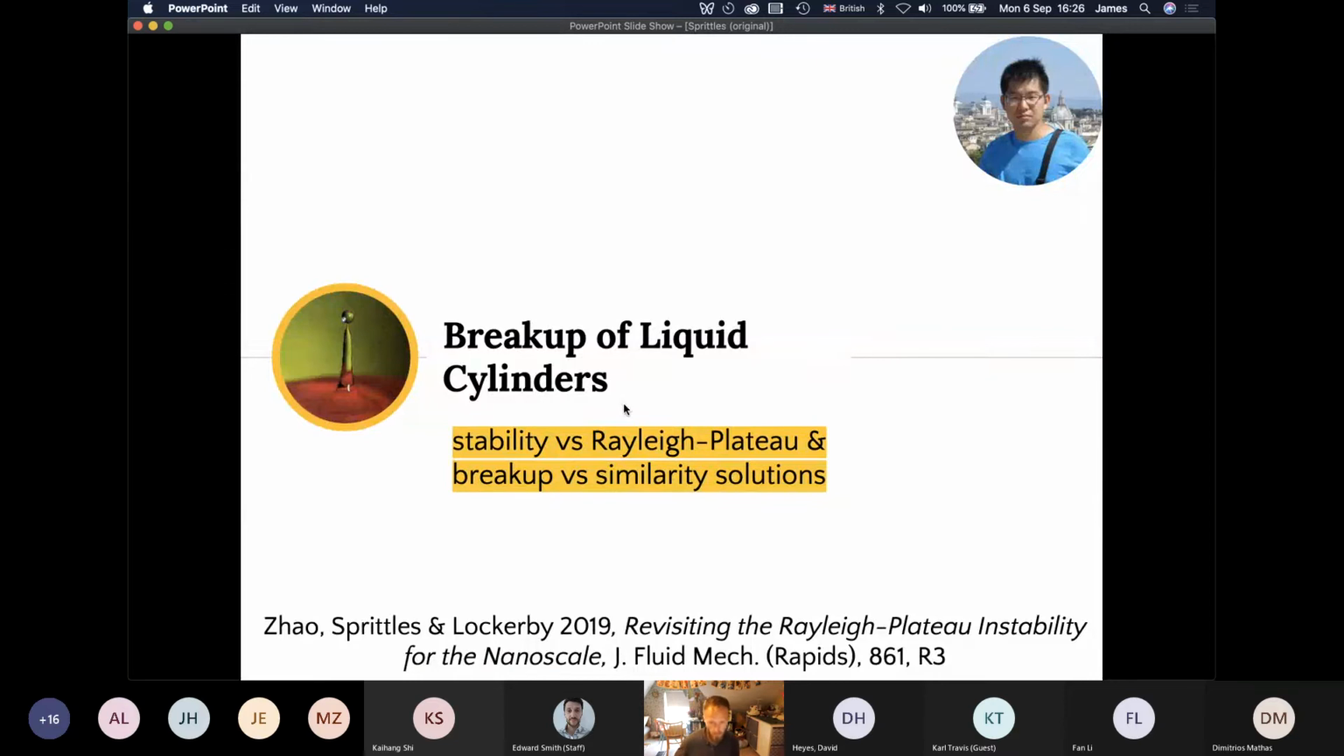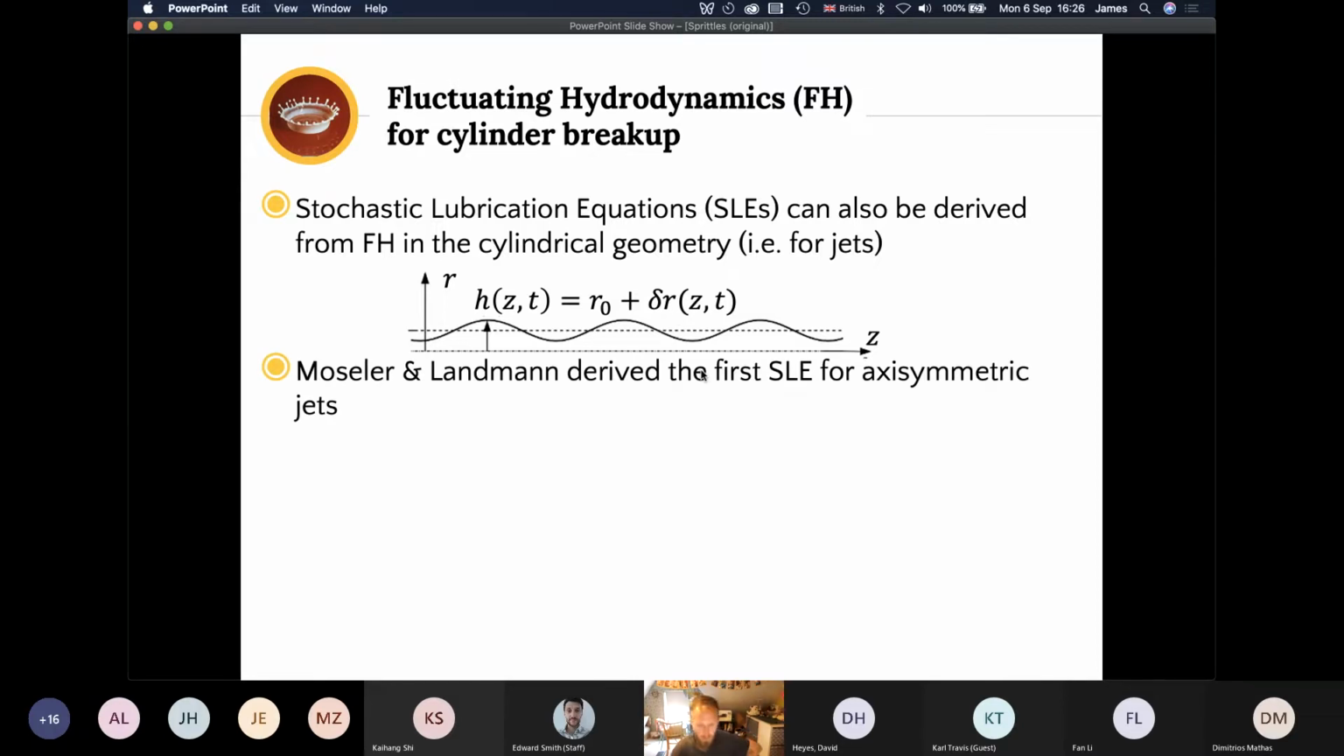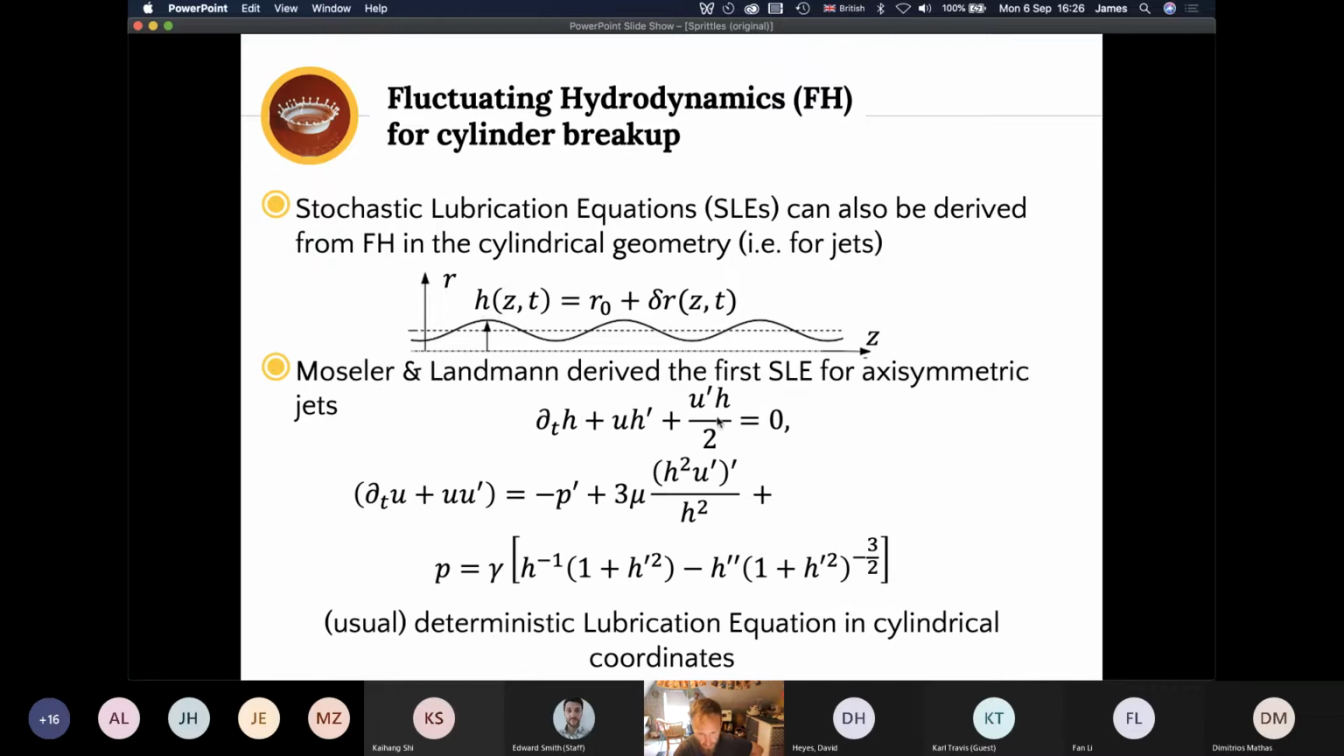Okay, so kind of going back now in time, but going forward in complexity in some sense. Another interesting thing is to look at the breakup of liquid cylinders or jets, and that's essentially the Rayleigh-Plateau instability. So this was Cheng Shi's PhD project. And the formulation is very similar to before, except now we're not in a planar geometry anymore, we're in a cylindrical one. So we have radius, which we have to worry about rather than just height. And the equivalent equations were derived by Moseler and Landman back in 2000.